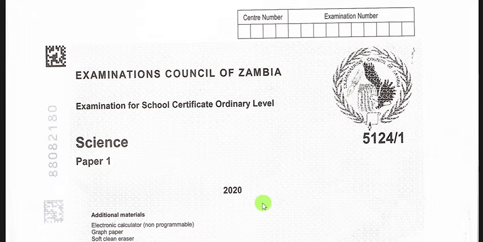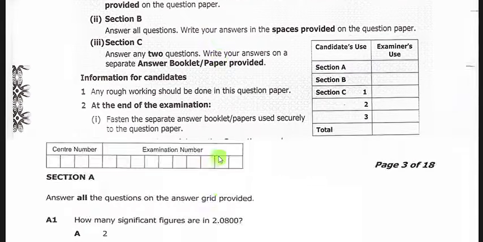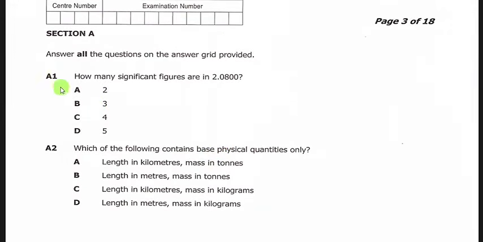This is the examination for School Certificate Ordinary Level Science Paper 1, 2020. Without wasting much of your time, let's go into the revision. This is question number 1, which reads: how many significant figures are in 2.0800?